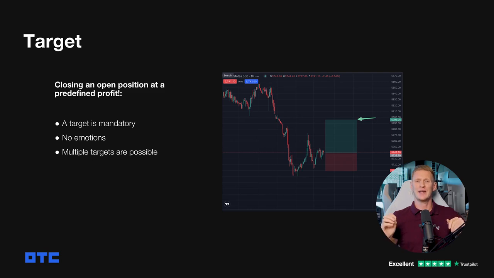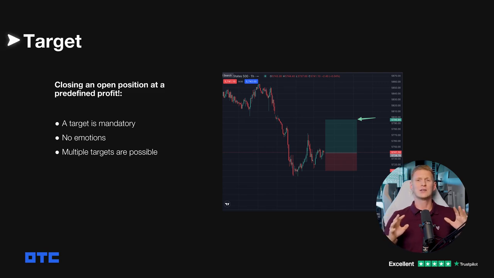risk to reward ratio. For traders who prefer extra confirmation before committing to a trade, this approach is useful. However, it requires discipline and patience to execute properly. The final piece of a trade is a target.